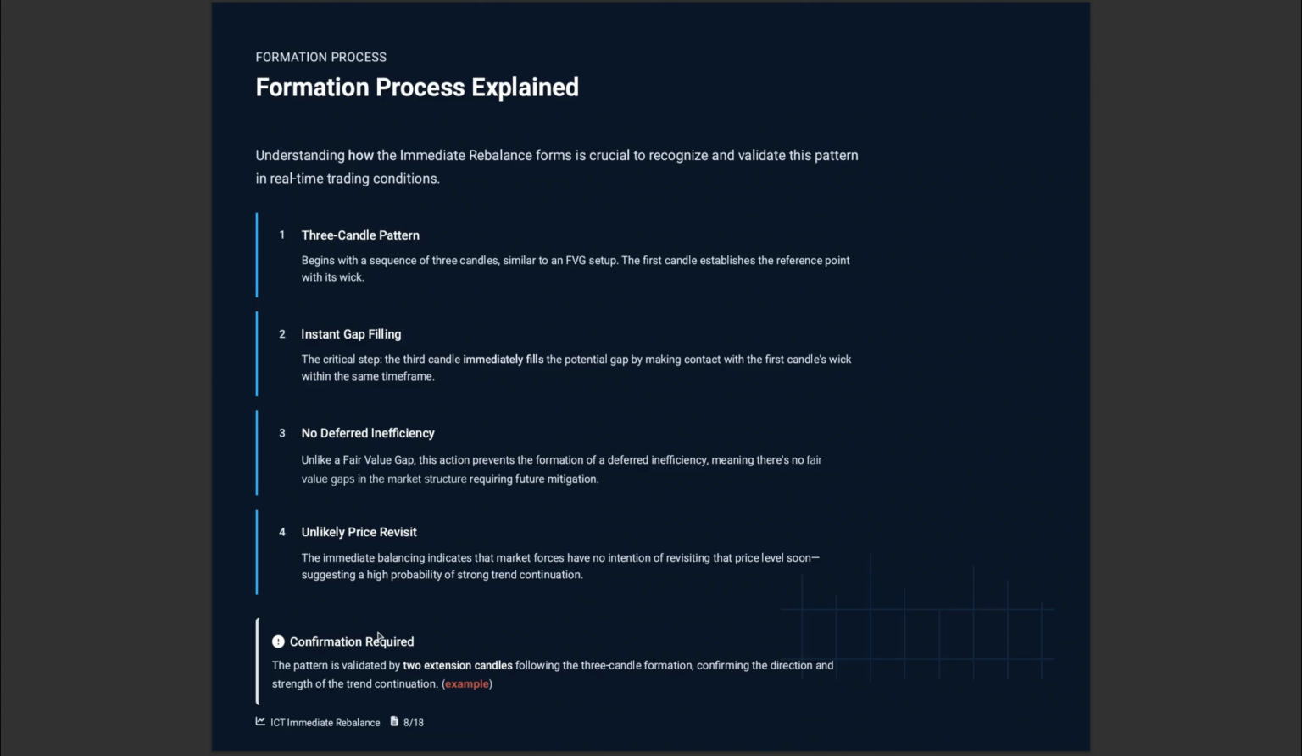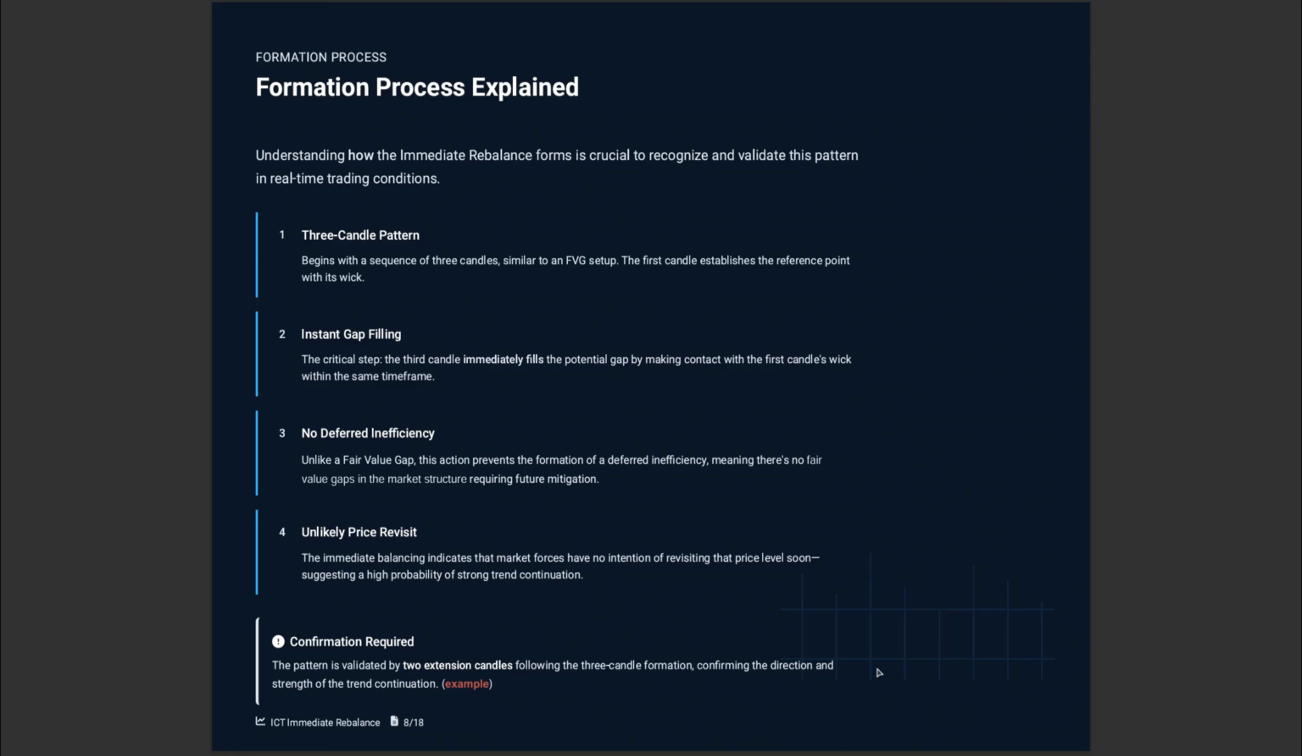Now, this part right here, the confirmation required, that's more if you want to validate it with even stronger confluences. Now, this is not a must, and as far as I'm aware, I don't even think ICT himself uses this as a must, but it has been pretty good to use, at least when I've been backtesting with it. So the pattern is validated. In other words, the immediate rebalance is validated by 2 extension candles following the 3-candle formation, confirming the direction and strength of the trend continuation.